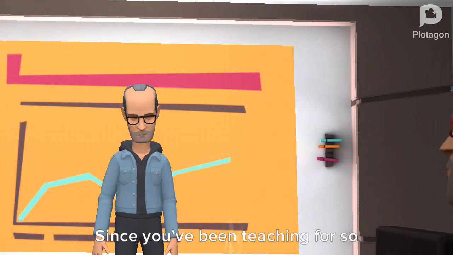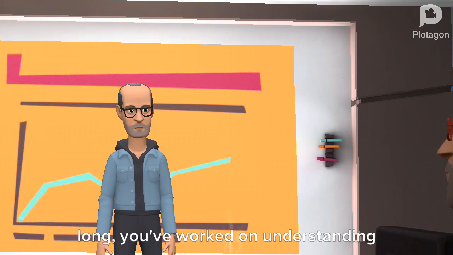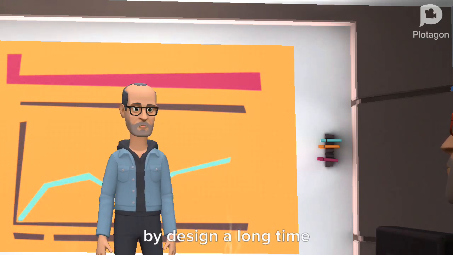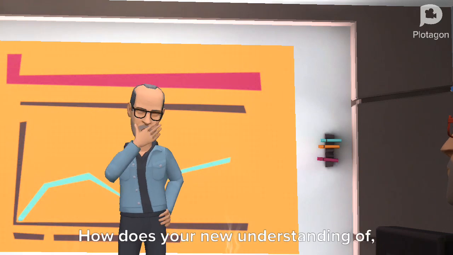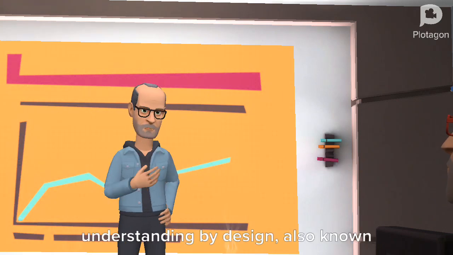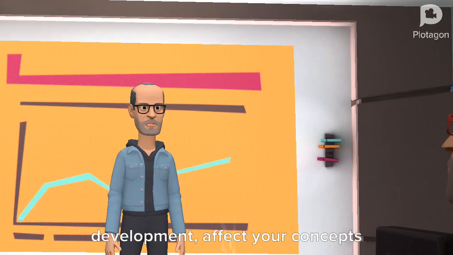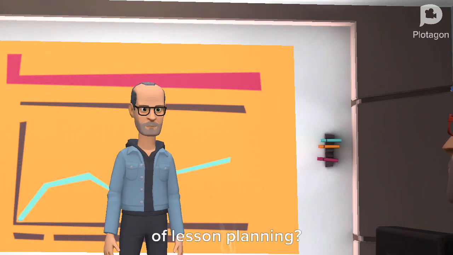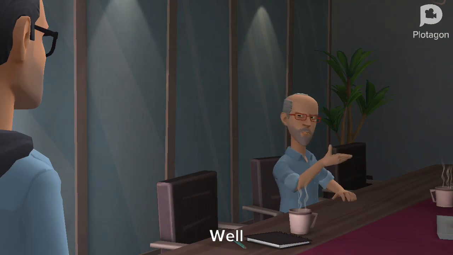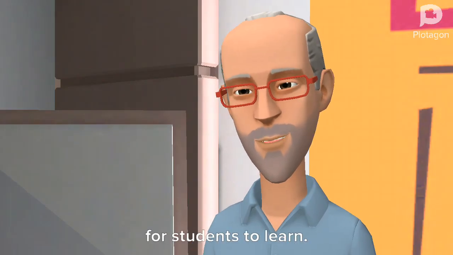Anyway, since you've been teaching for so long, you've worked on understanding by design a long time. How does your new understanding of understanding by design, also known as integrated curriculum and adolescent development, affect your concepts of lesson planning? Well, there are learning targets. We aim for students to learn.